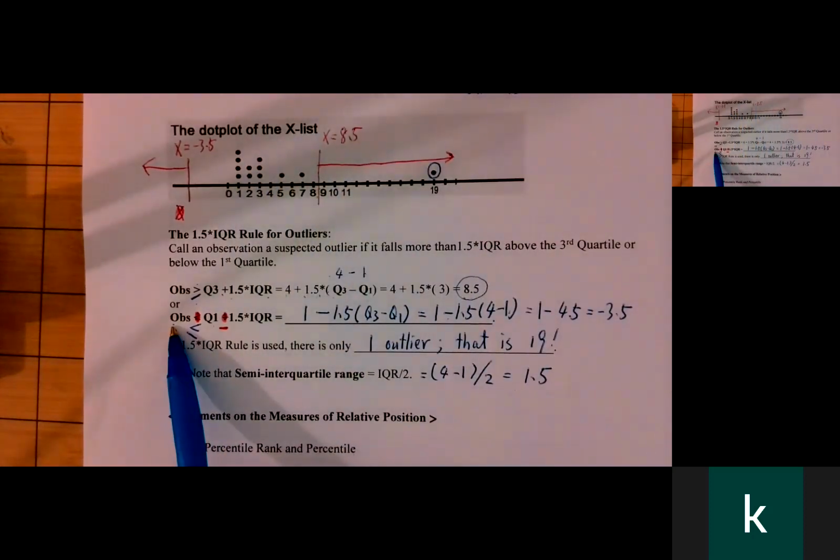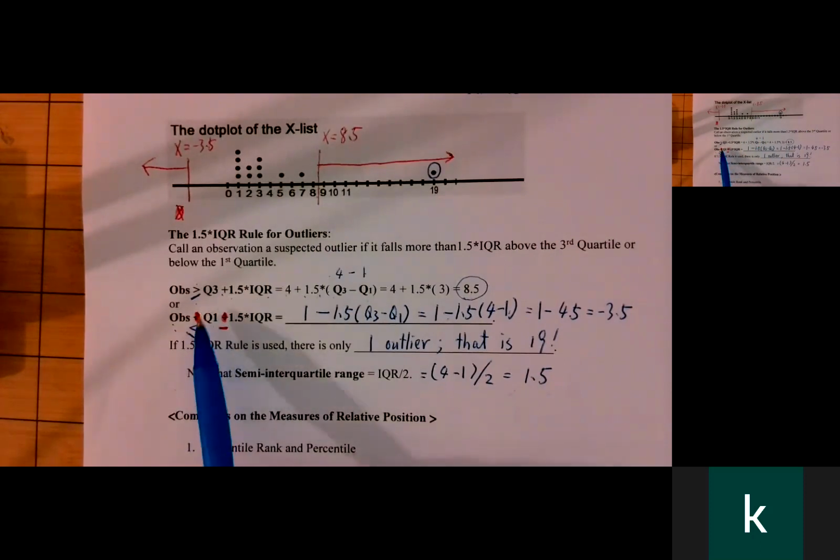Any observation in the list that is less than or equal to Q1, this is a typo. This is not plus, this one should be minus. Q1 minus 1.5 IQR is called too small, outliers.